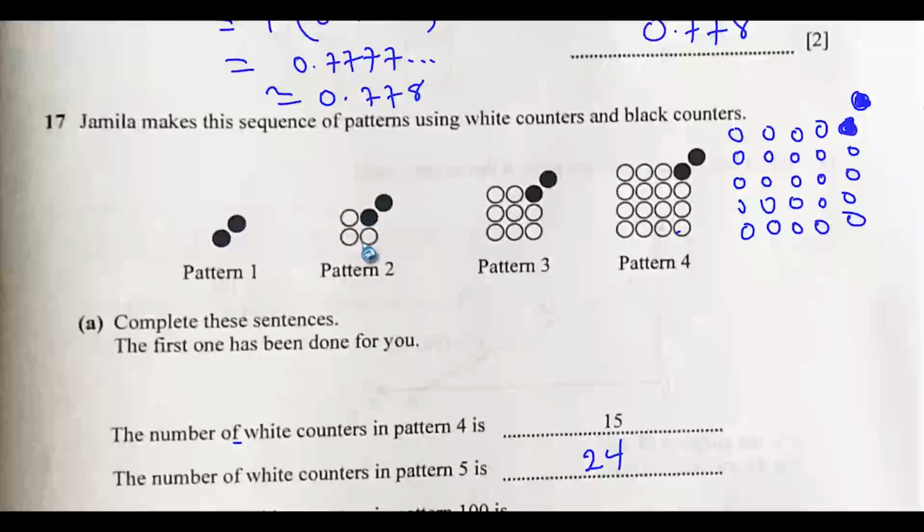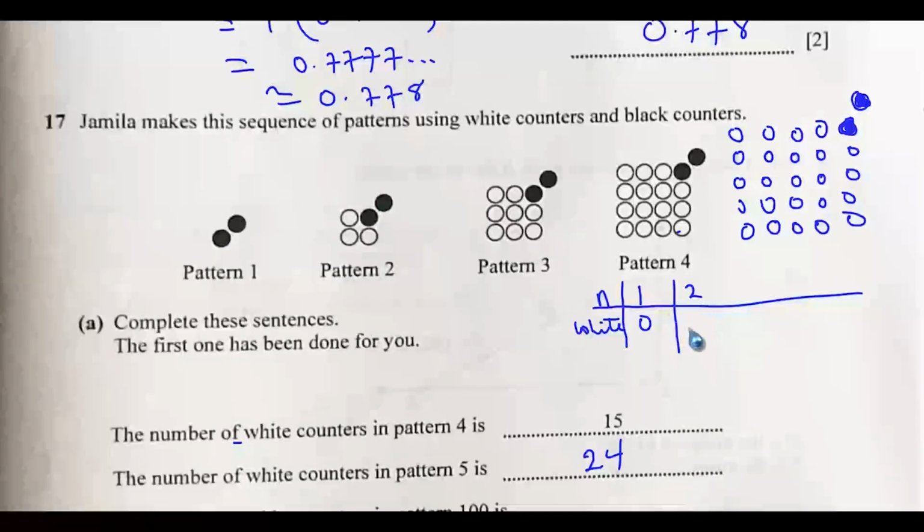Alternatively, you can form a sequence for the white counters. For the first pattern, when n is equal to 1, we have 0 white counters, so you can put 0 here. This is for white. For pattern 2, we have 3 white counters. For pattern 3, you have 1, 2, 3, 4, 5, 6, 7, 8. So we have 8 counters.